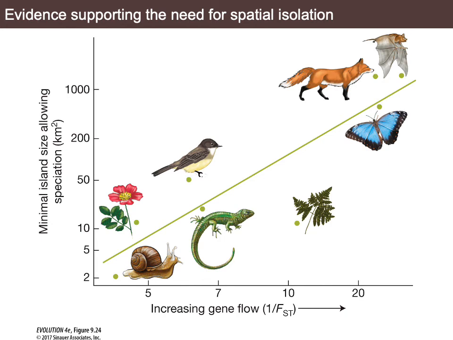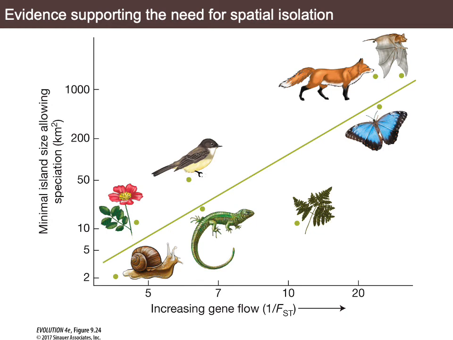Now, the y-axis is really interesting here because what it is showing you is the minimal island size allowing speciation, okay? So if you have an island whose area is 50 square kilometers, on the y-axis, look at 50. And I take a bat and release a bat species on that island. Is that one bat species going to turn into two? Will it speciate? No. Okay. The minimal island size for a bat to speciate is well over 1,000 square kilometers, right?